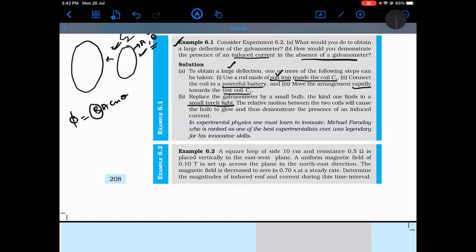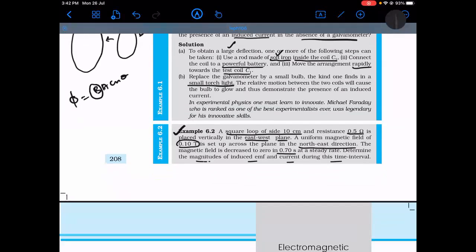Example 6.2. It's a problem. See, there is a square loop of side 10 centimeter and it has a resistance of 0.5 ohm. It is placed vertically in the east to west plane. There is a uniform magnetic field of 0.1 Tesla, which is set up across the plane in the northeast direction. The magnetic field is decreased to 0 in 0.7 seconds at a steady rate. Determine the magnitudes of the induced EMF and current during this time interval.